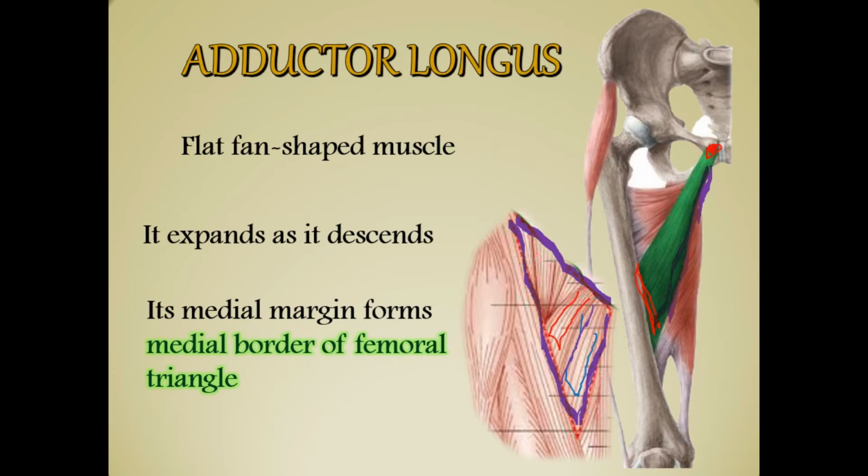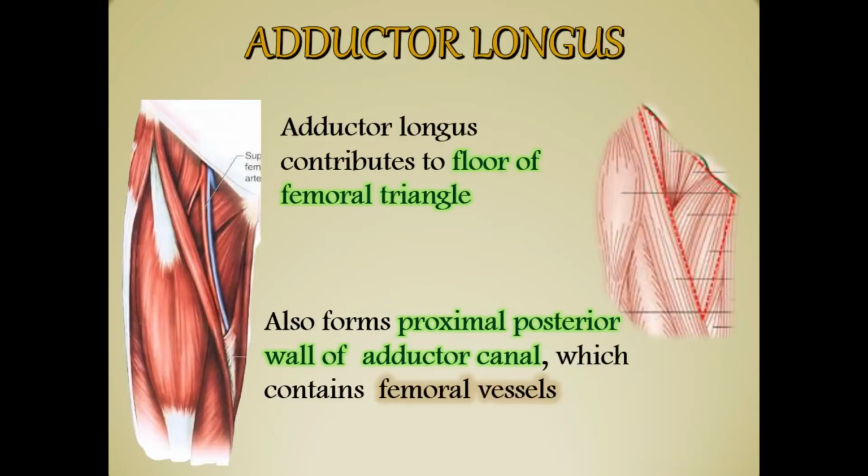It is a fan-shaped muscle. It expands when it descends down. Its medial margin forms the medial border of the femoral triangle. So the femoral triangle's boundary is formed by the medial margin of the adductor longus. The adductor longus muscle also contributes to the floor of the femoral triangle.